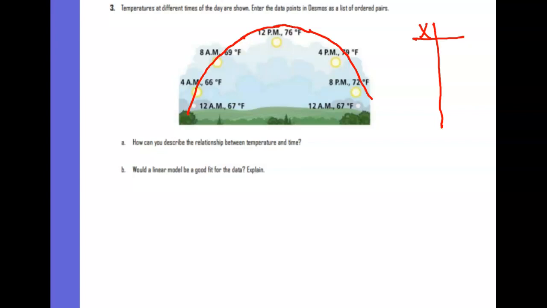So would a linear model be a good fit for this data? We're just going to say no, because temperature increases and then decreases. So that's not a good linear relationship. This is something we'll probably cover a little bit later when we do quadratic regression, so we're not going to worry about this one right now.